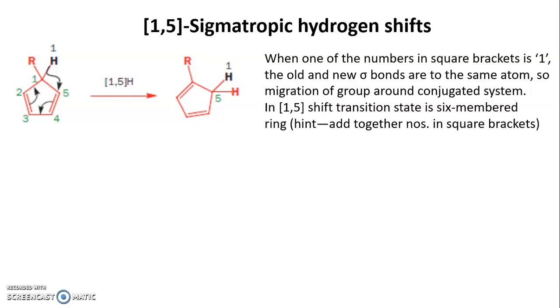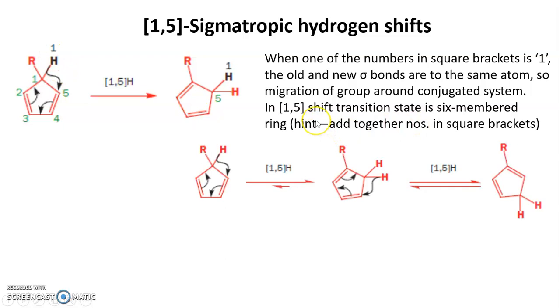Let's see 1,5 sigmatropic hydrogen shifts. What are these? The number in the bracket 1 is old, and the new sigma bond at the 5 position again has the same 1 hydrogen. So it migrates from here to here. Now if we see the transition state, 5 plus 1, 6 membered. So this is the example, and can it undergo further sigmatropic shifts? Yes, to give you a more equilibrium favored one.